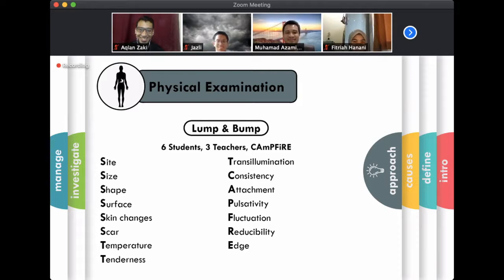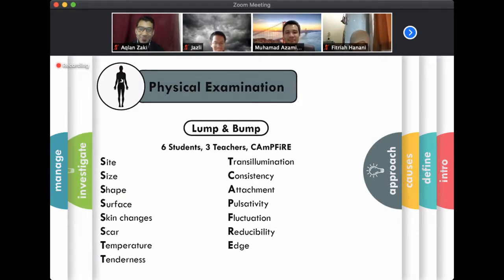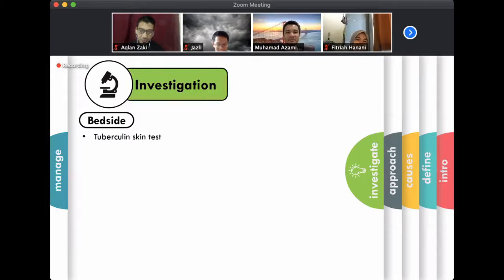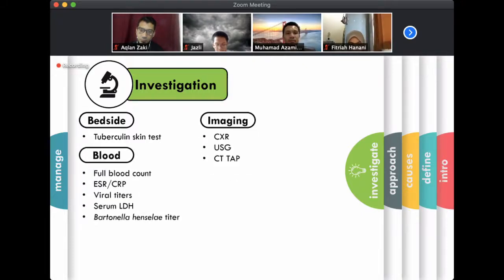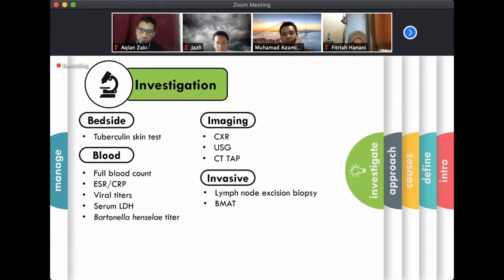Okay, so basically, for the investigation, in most patients, only history and physical examination are needed to establish the likely diagnosis. However, if the diagnosis must be further refined, several tests can be performed. So for the workup, it may include the bedside test, blood test, imaging, and also invasive procedure, depending on the clinical presentation, location of lymphadenopathy, and also underlying risk factor. So this is the list of the investigation that can be done to the patient.